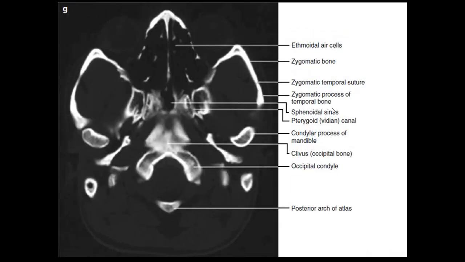More caudally, nasal septum, ethmoid air cells, nasal bones, zygomatic bones, sphenoid sinus, clivus. These are the occipital condyles. And this is the posterior arch of atlas. Here we are starting to see the cervical spine.